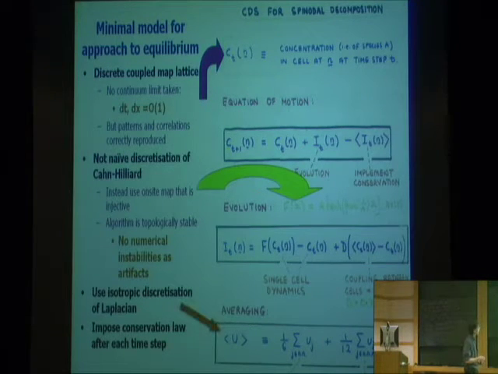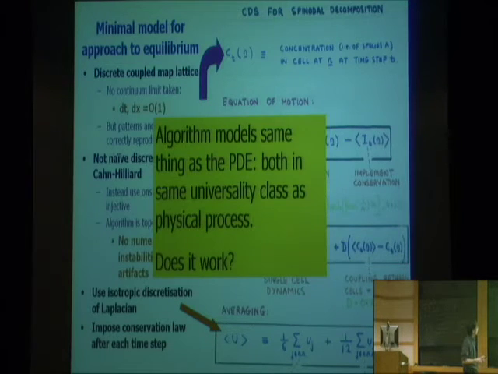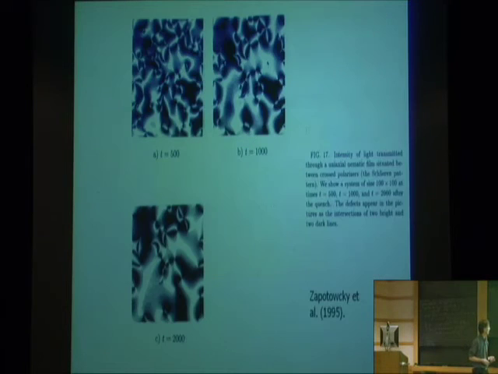So let's see if it works. The summary point is this algorithm models exactly the same thing as the partial differential equation. So what you would expect is that they should both be in the same universality class as the physical process. So does it work? Yes, it works for the oil and vinegar dressing. I'm not going to show you the results of that. Let me show you something that's a bit more interesting from your perspective, perhaps.